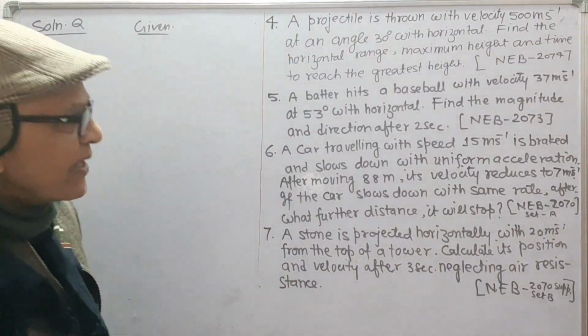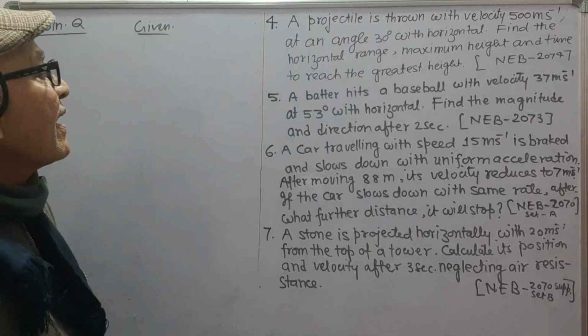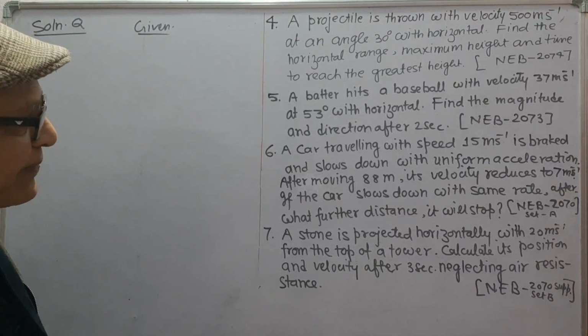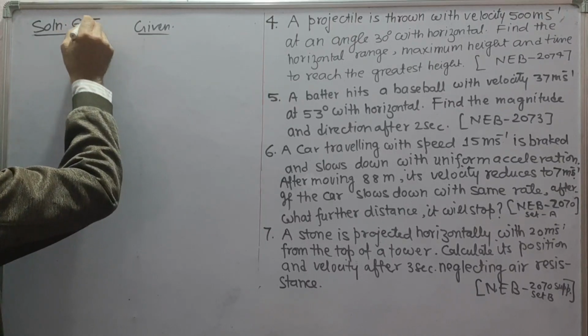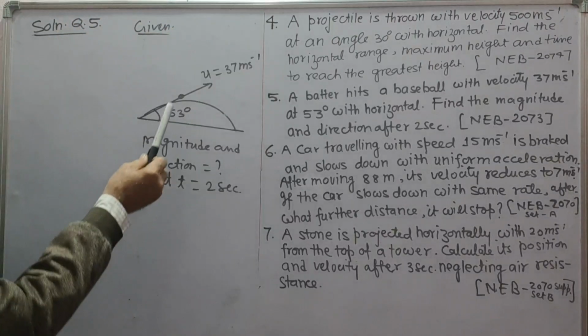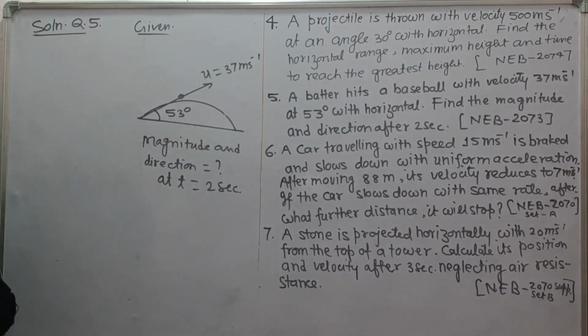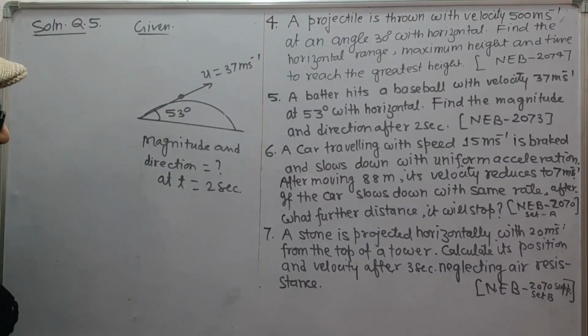Next, question number 5. A batter hits a baseball with velocity 37 meter per second at angle 53 degree with horizontal. Find the magnitude and direction of velocity after 2 seconds. Solution to question number 5. Given: this is the projectile thrown with velocity 37 meter per second at an angle 53 degree with the horizontal. We have to find the magnitude and direction at t is equal to 2 seconds.